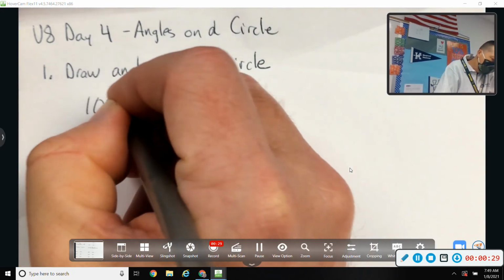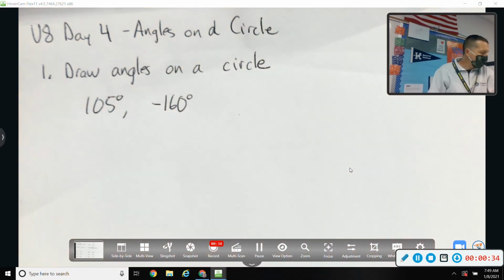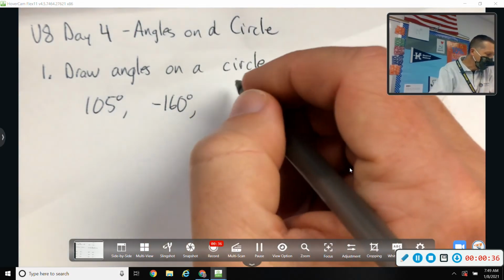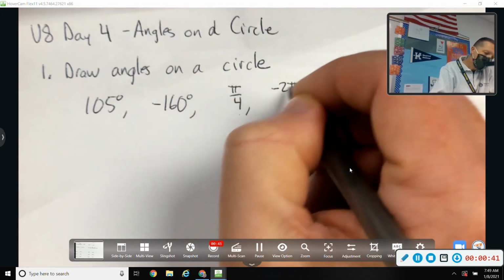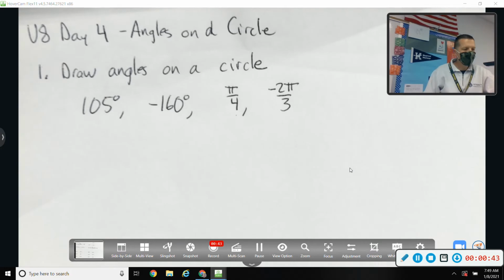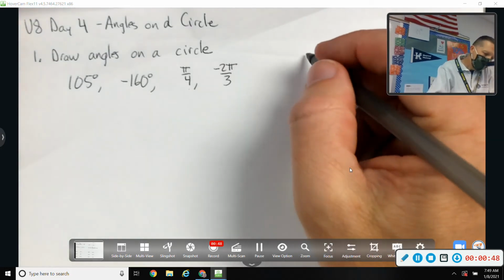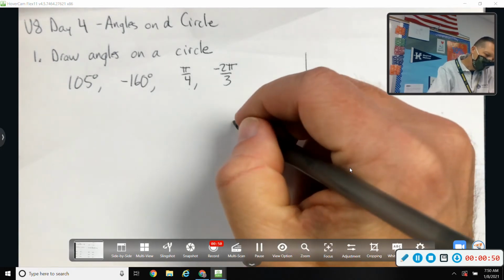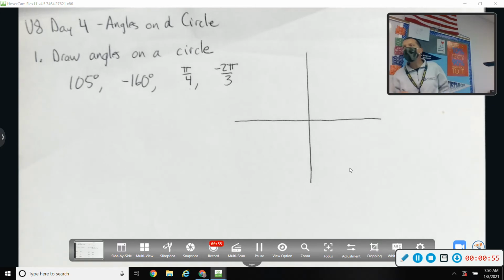And we'll just put 4 angles all at once and we'll put them on the same circle. So 105 degrees, negative 160 degrees, pi over 4, and negative 2 pi over 3. So let's draw a circle. Don't draw it too small because we're going to put all 4 on one circle rather than draw 4 different coordinate planes. So probably one medium-sized one is better than 4 smaller-sized ones.